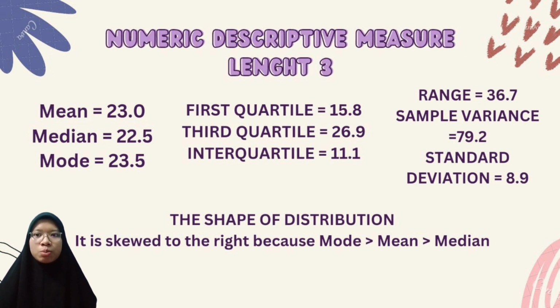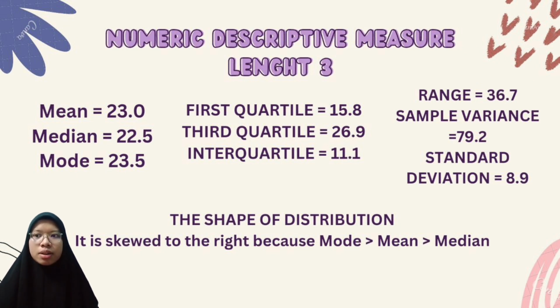We then shift to positional measurements, with the first quartile being 15.8 and the third quartile being 26.9, and the interquartile range being the third quartile minus the first quartile, and the answer being 11.1. The range is then calculated by subtracting the minimum data entry from the maximum data entry, which amounts to 36.7 as the measure of variation.